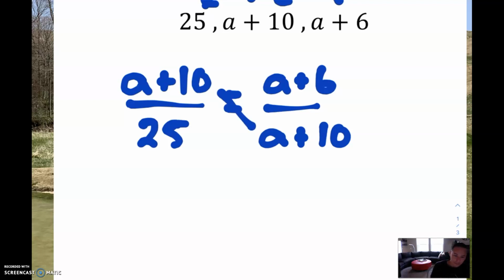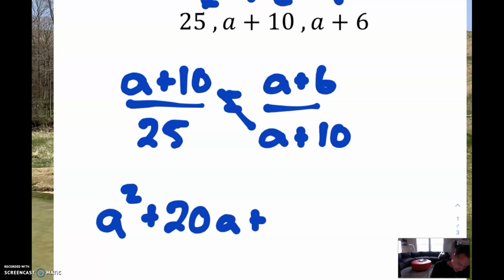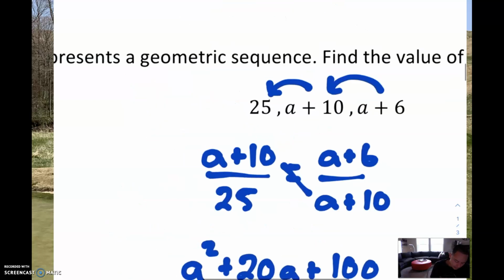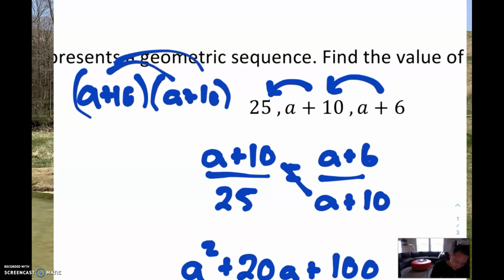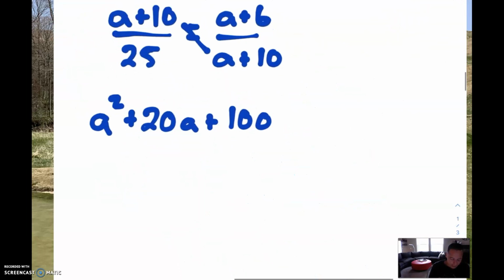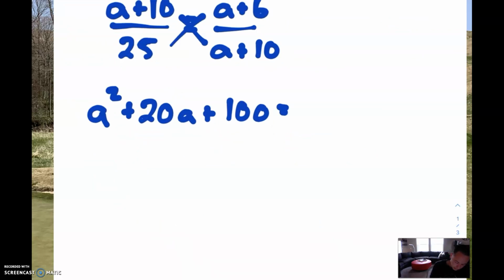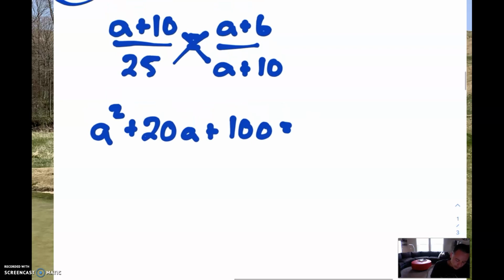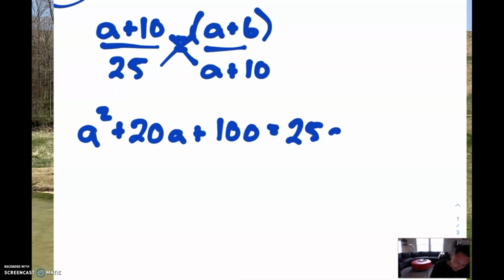Multiply those together. If you take a plus 10 times a plus 10, it results in a squared plus 20a plus 100. You might have thought it's just a squared plus 100, but remember what you're doing is a plus 10 times a plus 10, distribute it all out, and you get that middle term of 20a. Then we put equals, and we have to multiply 25 times that entire expression here, 25 times a plus 6. So that would become 25a plus 150.